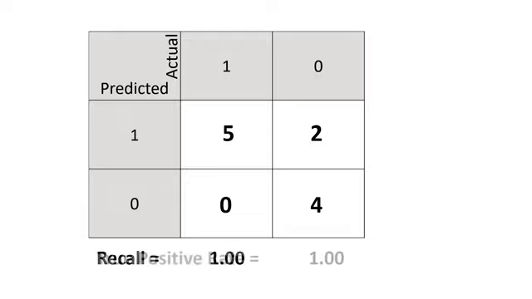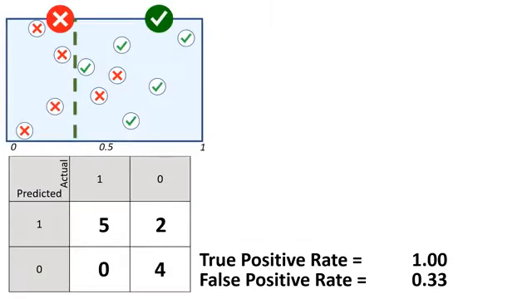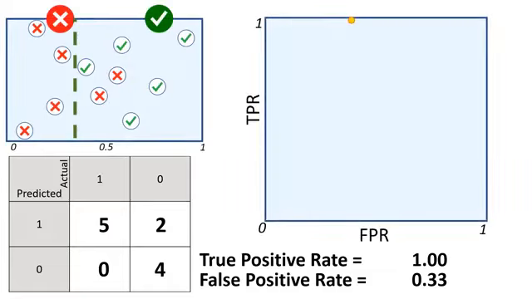Now recall actually has another name. Sometimes it's known as the true positive rate. And there's an equivalent rate for false positives compared to the actual number of negatives. In this case, we have 2 false positives and 4 true negatives. So our false positive rate is 2 out of 6, which is 0.33. Now you may remember that the metrics we've got here are based on a threshold of around 0.3. And we can plot the true positive rate against the false positive rate for the threshold like this.